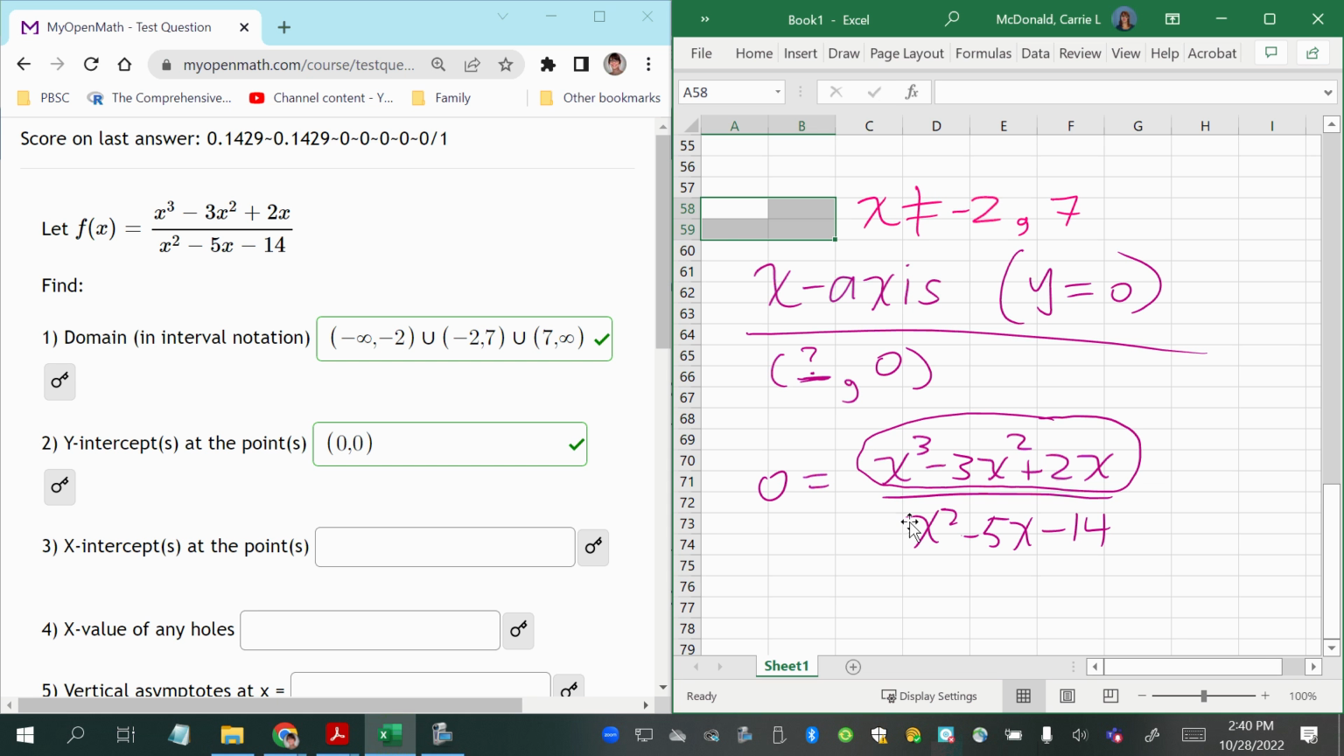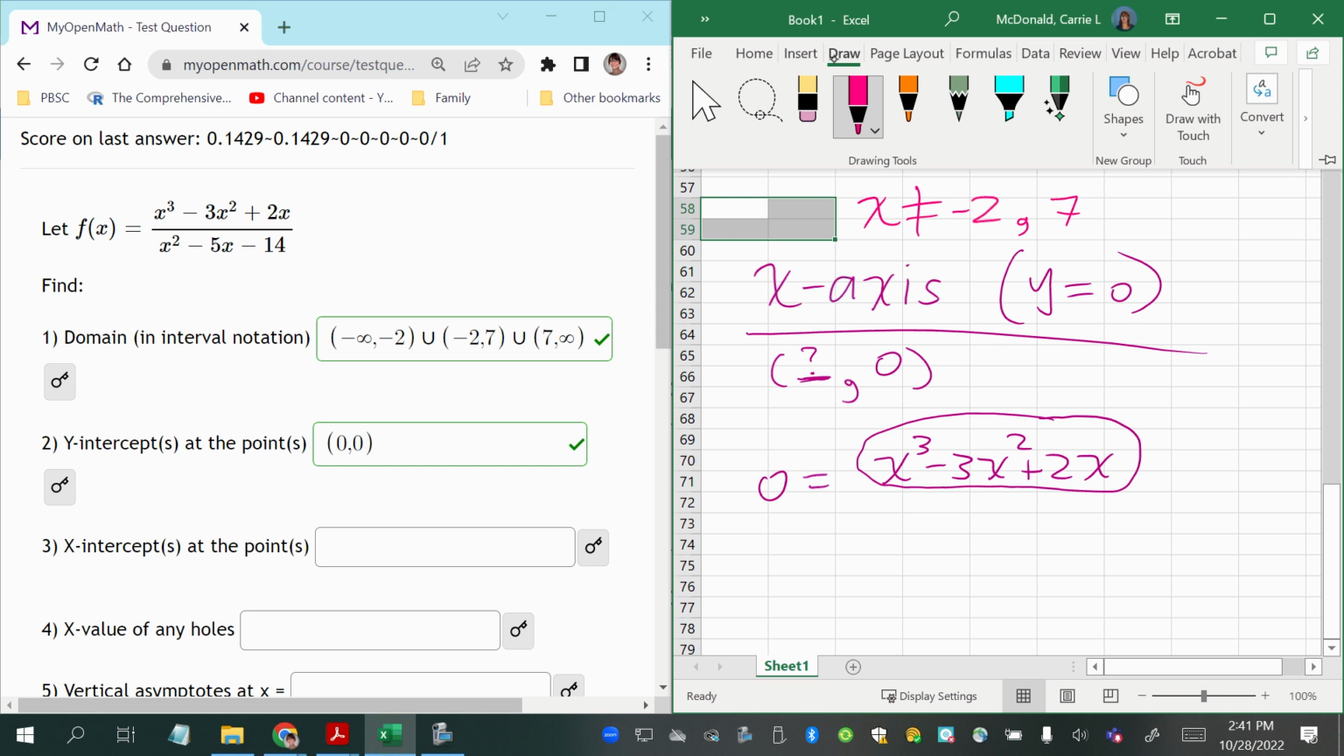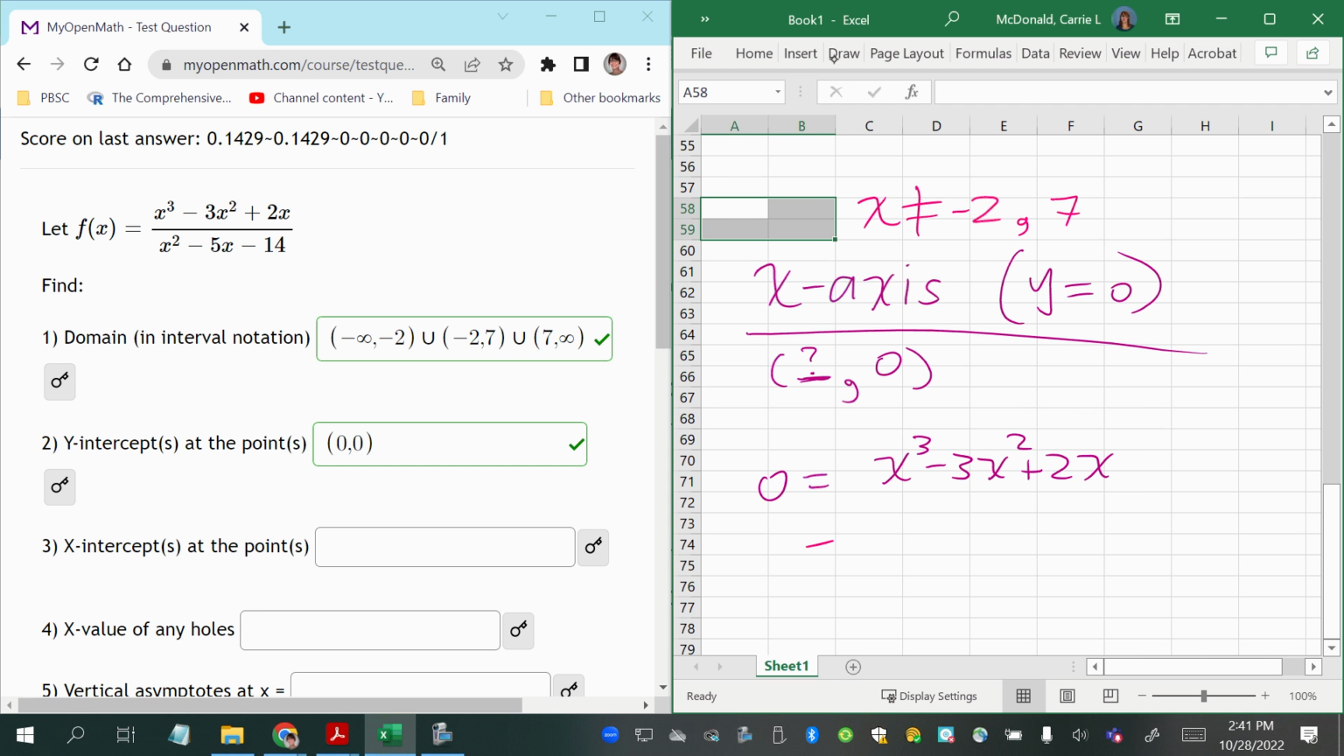So when I go and solve for x, just as long as I don't have an answer of -2 or 7, everything else is good. So I can ignore the denominator, just focus on the top of the rational function, the numerator, and solve that for 0. Okay, now, because there's an x in every single term, I'm going to go ahead and factor out the GCF, the greatest common factor.